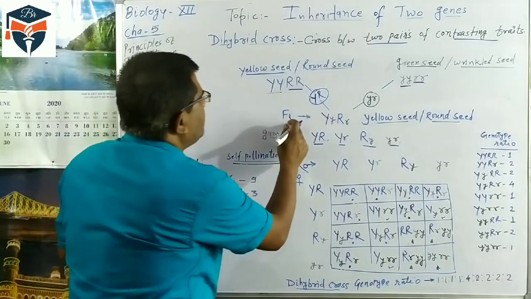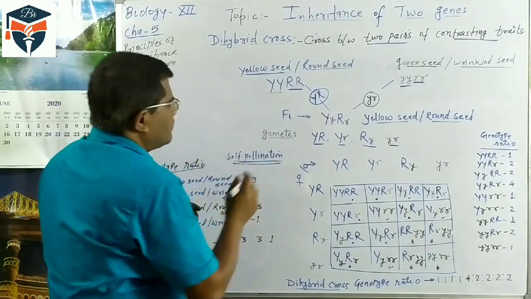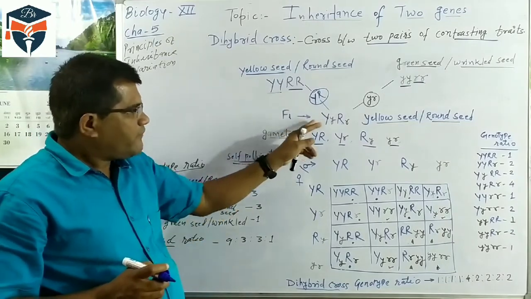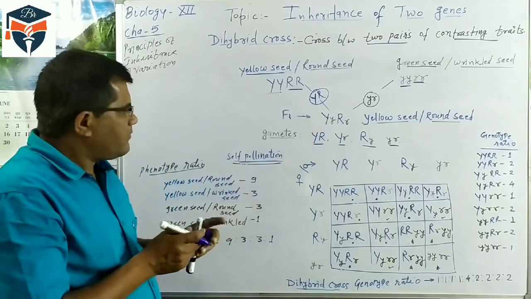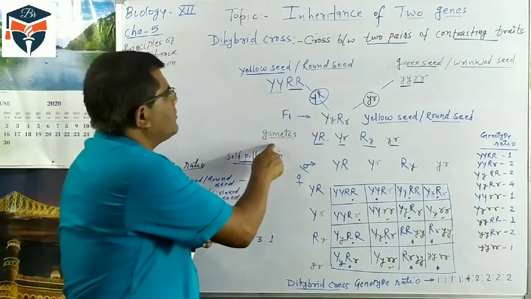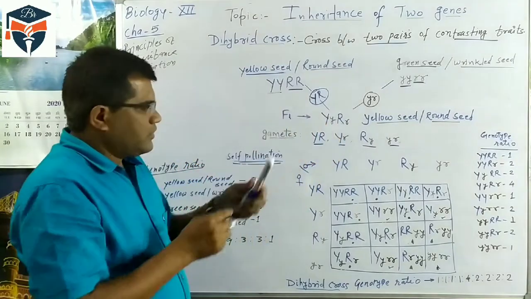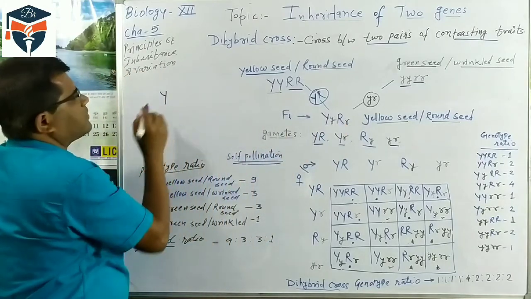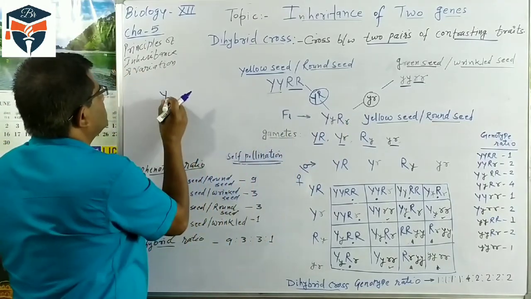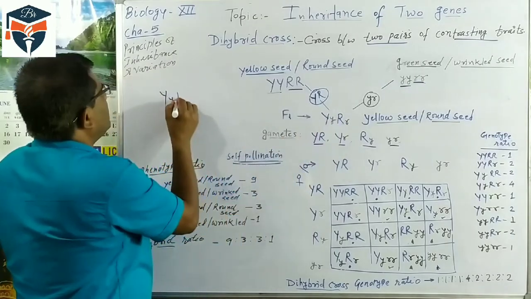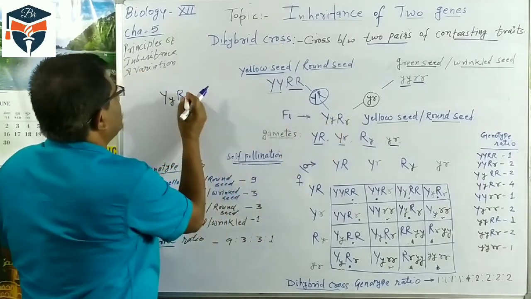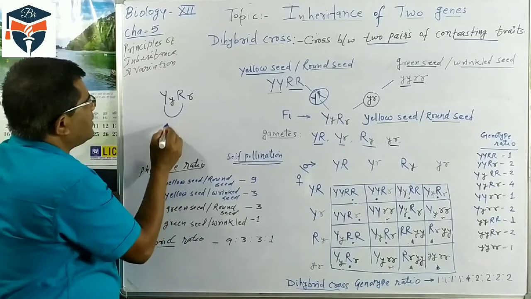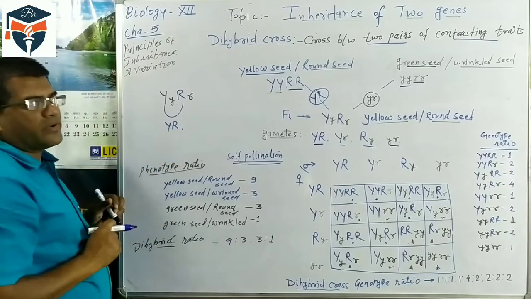Now, this F1 generation progeny we have to self-pollinate. So here is the self-pollination of the F1 progeny. If the F1 progeny gets self-pollinated, we have to make the gametes of the F1 progeny. While making the gametes, look here, I am writing the F1 progeny separately: capital Y, small y, capital R and small r. How many gametes will be formed? First gamete will be capital Y, capital R.